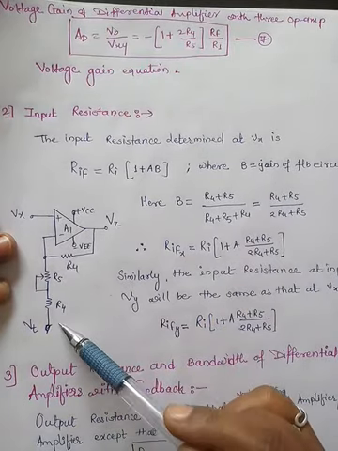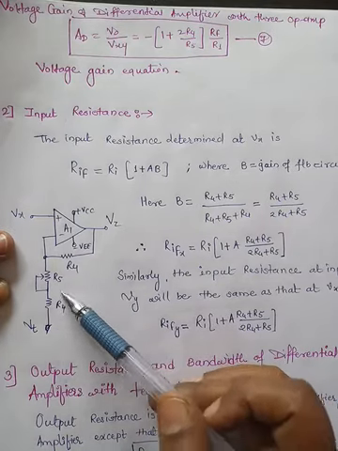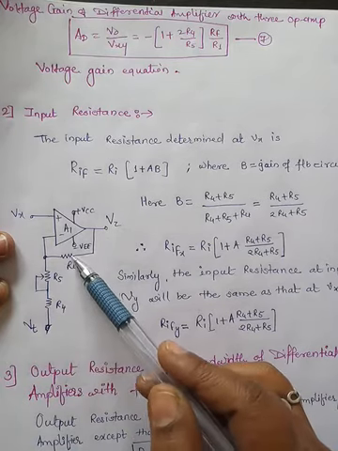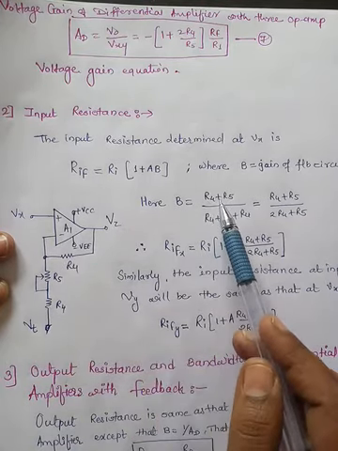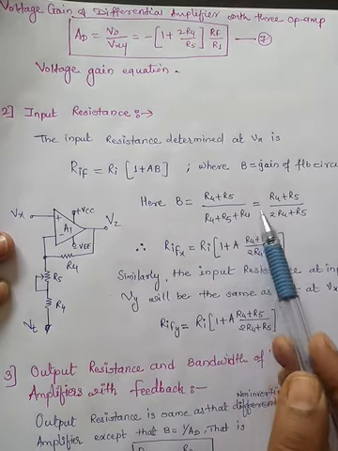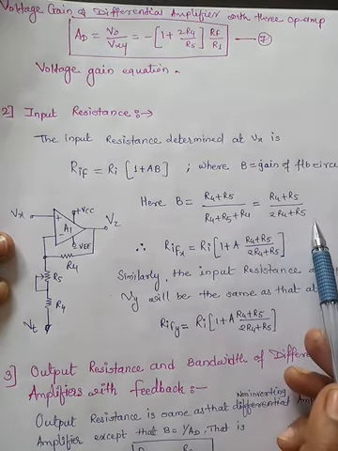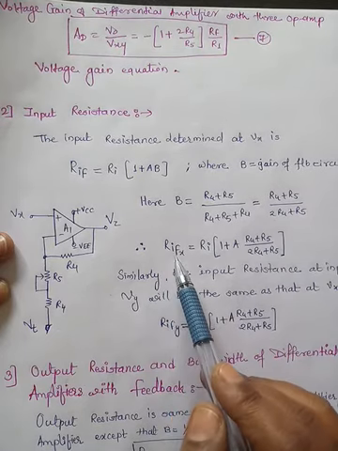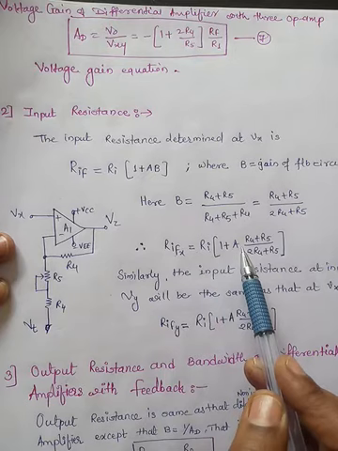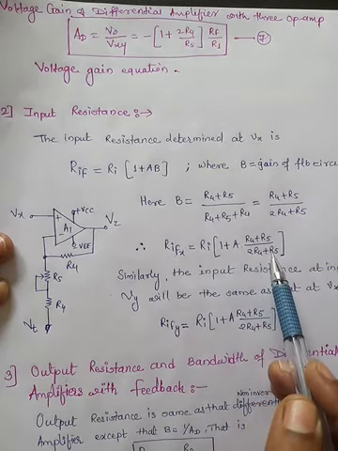In this case, what is B? B is nothing but, as we know, R1 by R1 plus RF. R1 is R4 plus R5 and RF is R4. So B is R4 plus R5 divided by R4 plus R5 plus R4, which is equal to R4 plus R5 divided by twice of R4 plus R5. So input resistance RIFX is equal to Ri into bracket 1 plus A, and in place of B it is R4 plus R5 by 2 R4 plus R5.